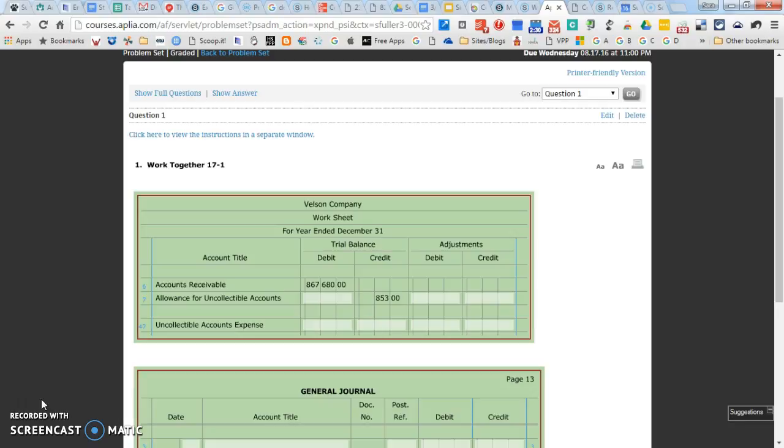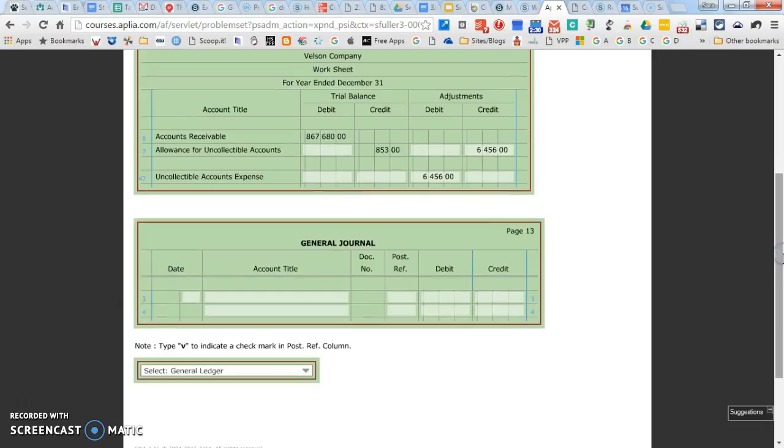So in the book, I'm taking the $2,152,000 times 0.3% to get the adjustment. So in my adjustments credit, it is $6,456. Remember, these always have to match. That means my uncollectible accounts expense is then a debit of the same amount, $6,456. Okay, so that was the first part.